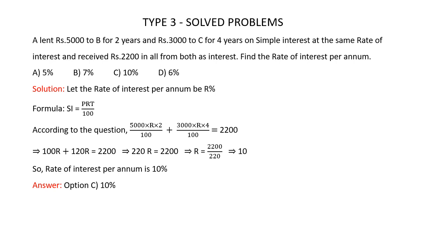So according to the question, 5,000 multiplied by R multiplied by 2 divided by 100, which is the simple interest received by A from B, plus 3,000 multiplied by R multiplied by 4 divided by 100, which is the simple interest received by A from C, is equal to 2,200. Now on solving this, we get R is equal to 10. So the rate of interest per annum is 10%. The correct answer is option C, 10%.